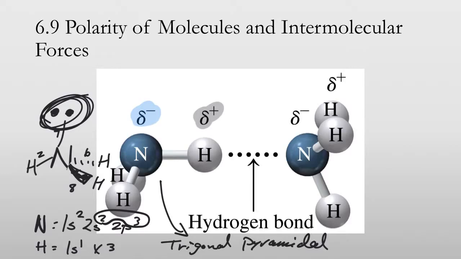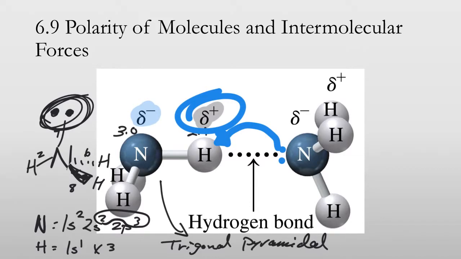Okay, just kind of rehashing all of that. Electronegativity of nitrogen is 3.0 and hydrogen is 2.1. Okay, so there's a lone pair on this nitrogen that I'm going to put in blue here. And that is attracting this hydrogen because the hydrogen is partially positive.